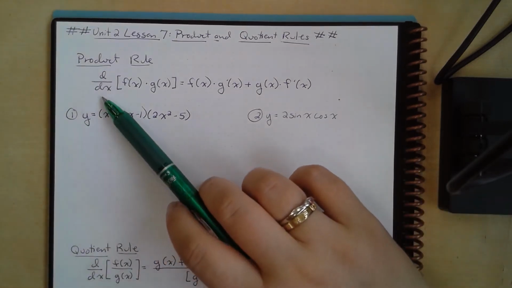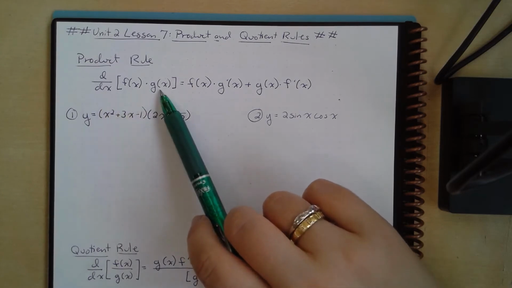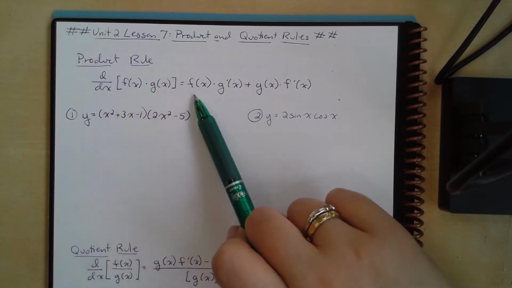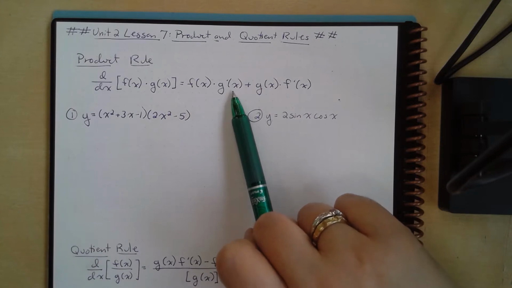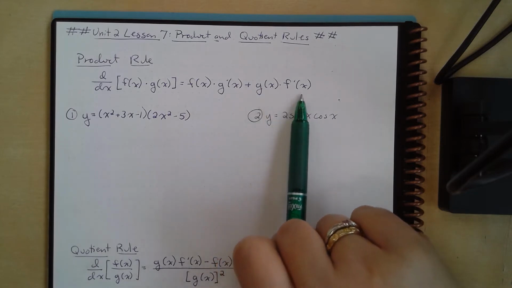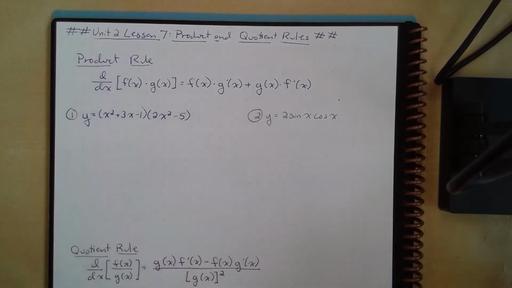The product rule states the derivative of f of x times g of x is equal to f of x times the derivative of g of x plus g of x times the derivative of f of x. So it's pretty straightforward, pretty simple, but let's actually put this into action here.